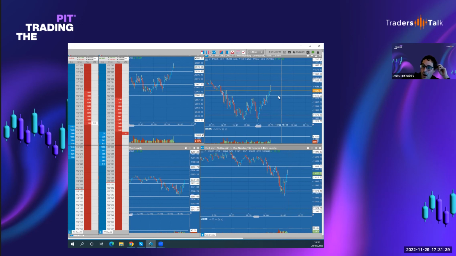Now, if I now want to play the long, which I'm not very comfortable in playing, I would play half size. I would place one lot at 16 and one lot at 11. This is averaging offside, but these two levels are not far away from each other.